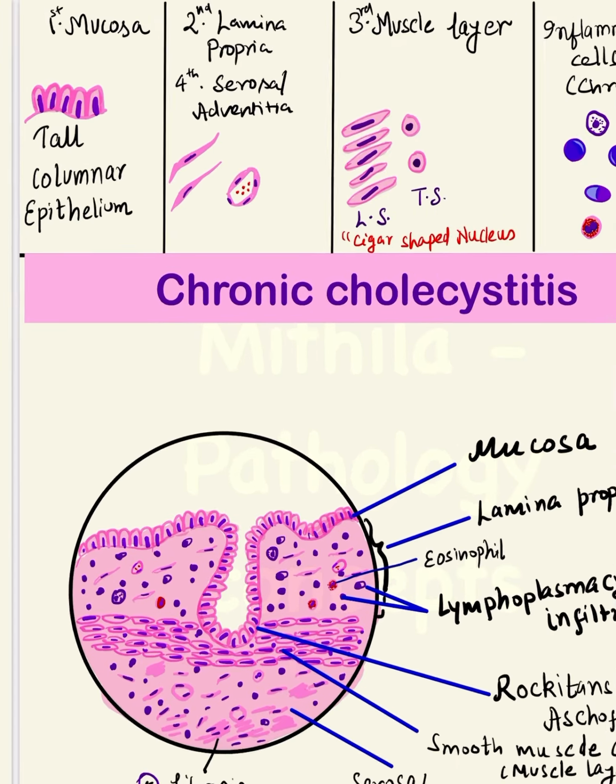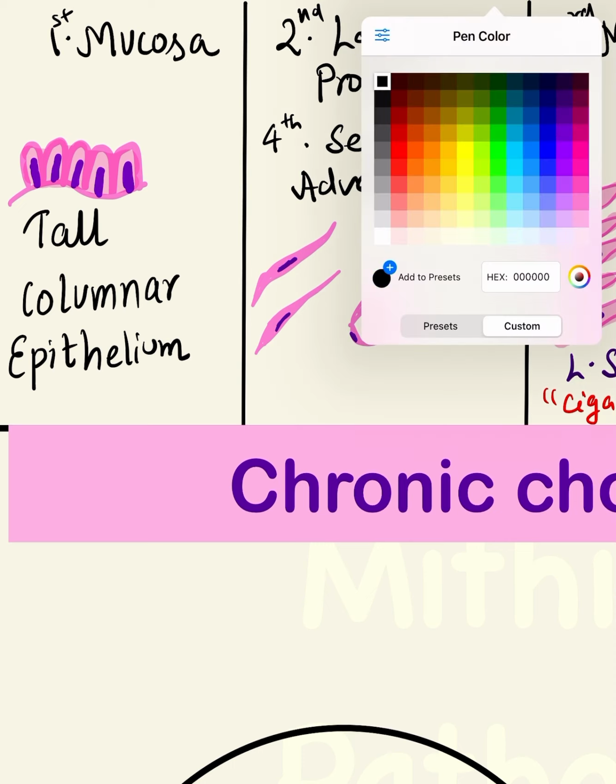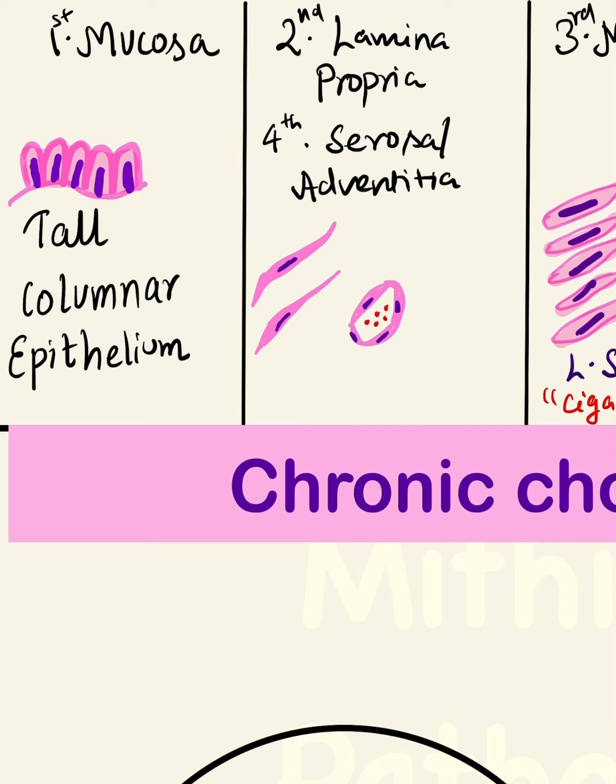The first layer, the mucosa, is composed of tall columnar epithelium. You should know the characteristic of tall columnar epithelium, which is that the cells are at a 90-degree angle to the basement membrane. So there is a basement membrane and the columnar cells are perpendicular to it, and the nucleus is also elongated. This is the morphology of the columnar cells in the mucosa. So a single layer of tall columnar epithelium is seen.